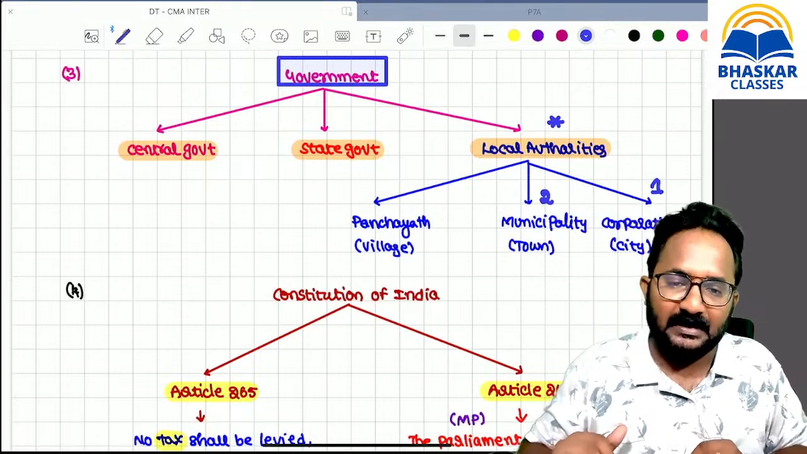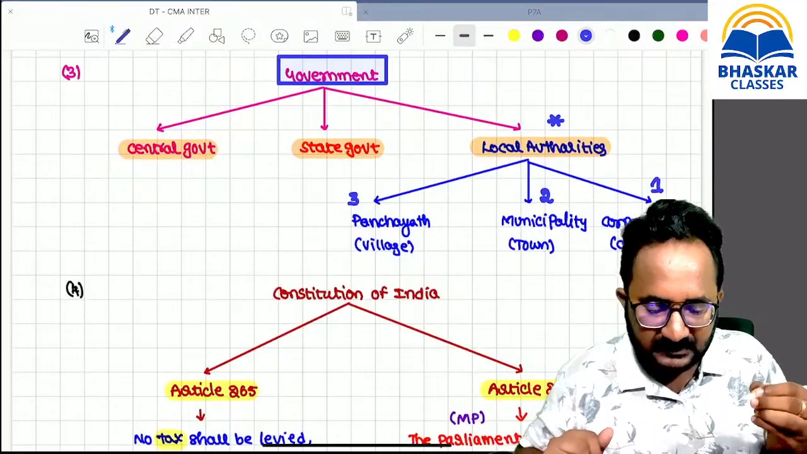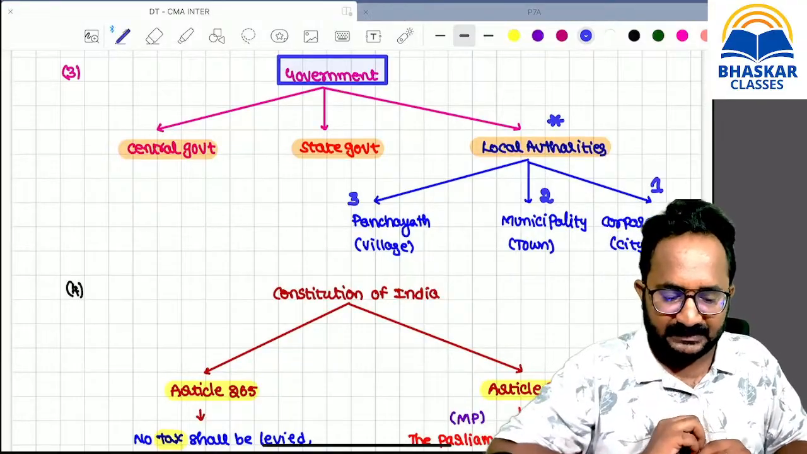The first one, we can say, is at corporate level, the city, that is corporations. The second one is the municipality, at town level. The third one is the panchayat, that is at village level.